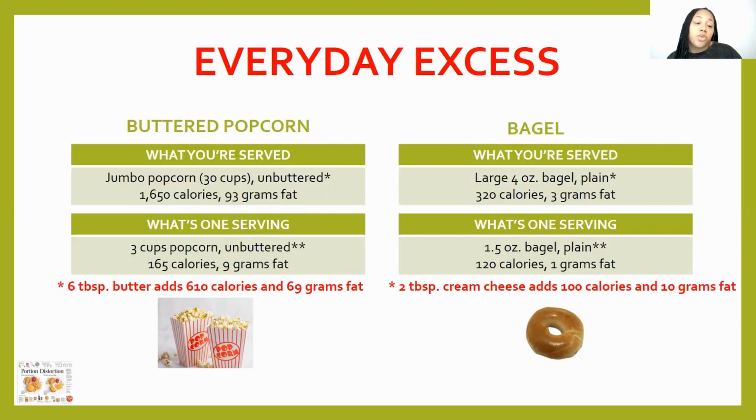Now, I put a star next to it because if we were to add 6 tablespoons of butter, that will also add 610 calories to our calorie count already, and it'll also add 69 grams of fat just by adding 6 tablespoons of butter. Right now, what is actually one serving of popcorn is actually 3 cups of popcorn. Okay, and that is equal to 165 calories and 9 grams of fat. And think about it, this is unbuttered as well, but if we were to add 6 tablespoons of butter, that will add 610 calories and 69 grams of fat. And that's still less than what we're technically served and what we eat.